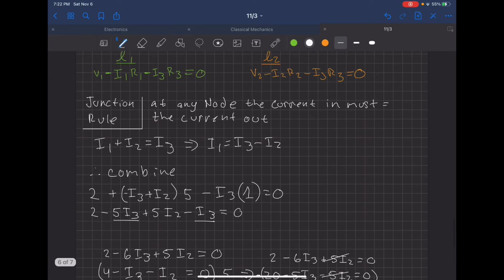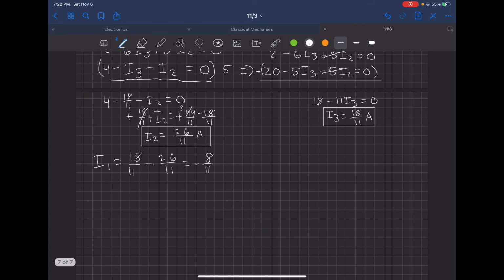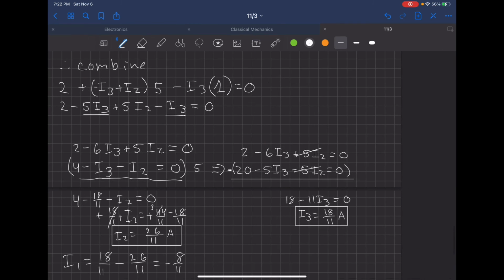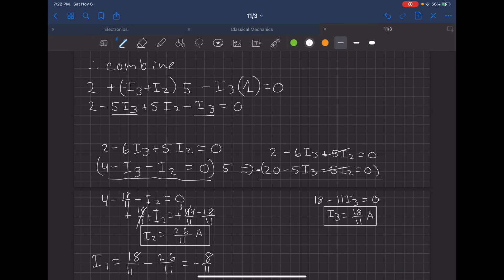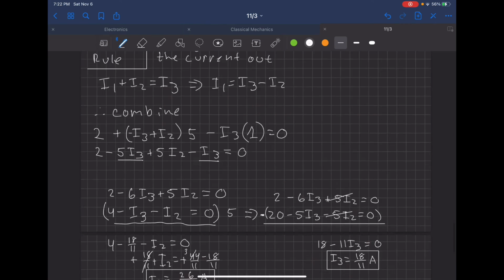Actually, did I write this right? Oh, it's I3 minus I2. No, that's right. I3 minus I2. Did I do this right? Did I do this right? Multiply by 5. Does this look good?